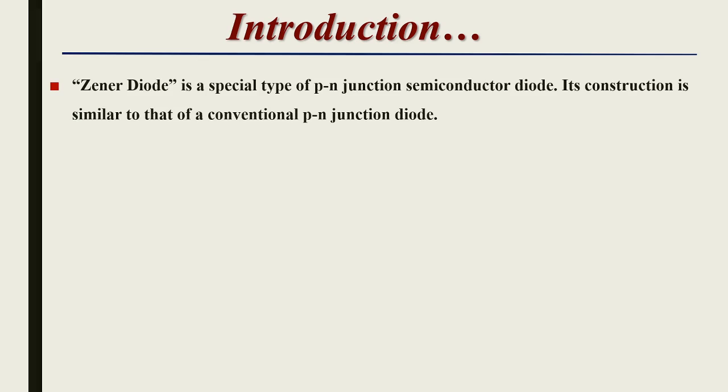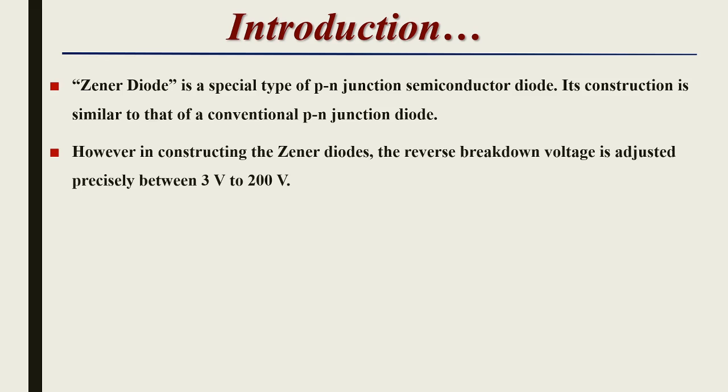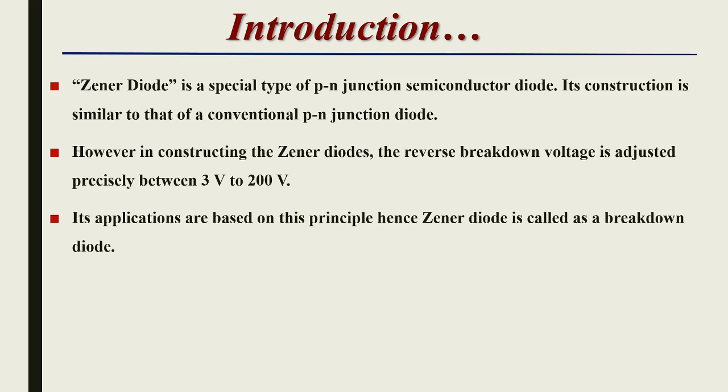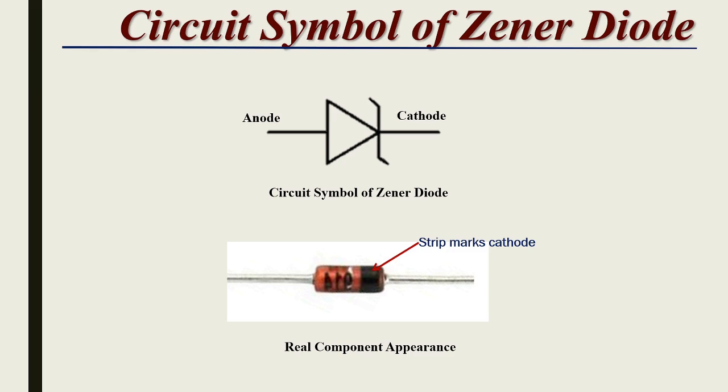Zener diode is a special type of PN junction semiconductor diode. Its construction is similar to that of a conventional PN junction diode. However, in constructing the Zener diodes, the reverse breakdown voltage is adjusted precisely between 3 volt to 200 volt. Its applications are based on this principle, hence Zener diode is called a breakdown diode. The doping level of the impurity added to manufacture the Zener diodes is controlled in order to adjust the precise value of reverse breakdown voltage.